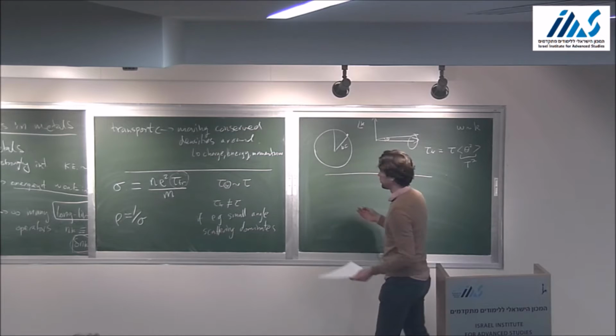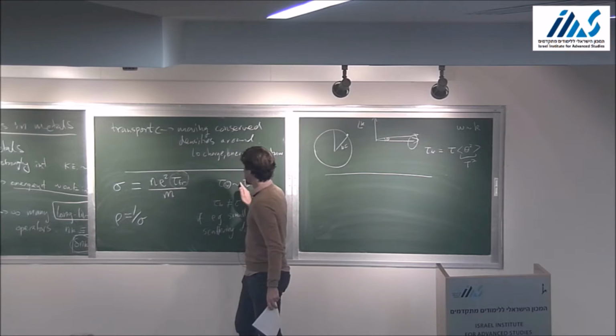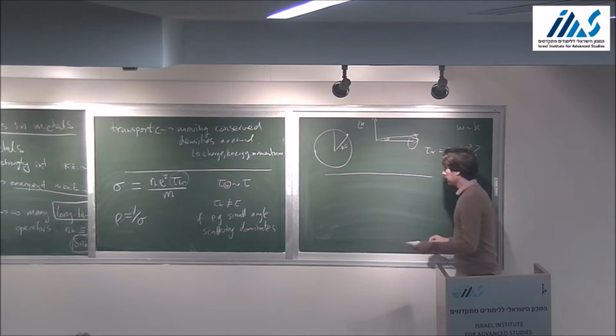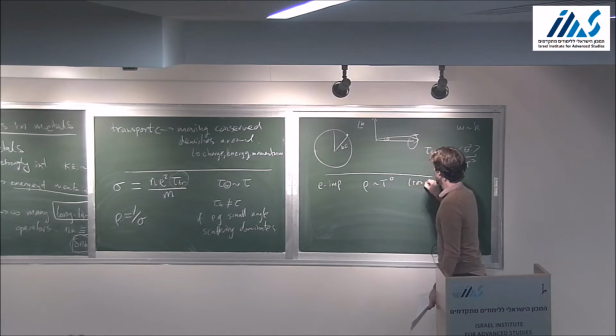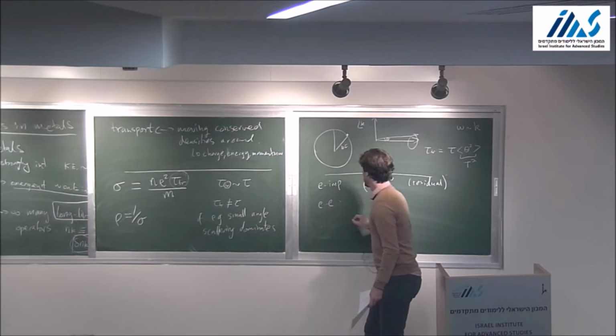you'll find a whole series of results for the conductivity or the resistivity depending on what the scattering mechanism is that eventually kills these long-lived quasiparticles. So famous cases are electron-impurity scattering, where this is all at low temperatures, where the resistivity goes to a constant. This is called the residual resistivity. Then you can have electron-electron scattering. That gives you rho that goes like T squared.